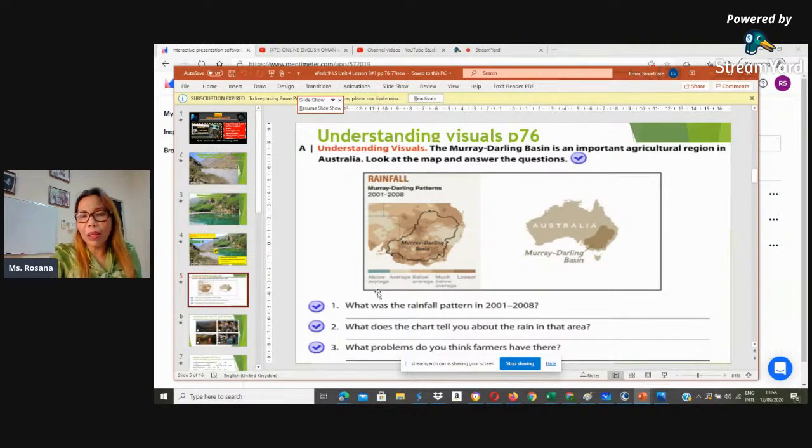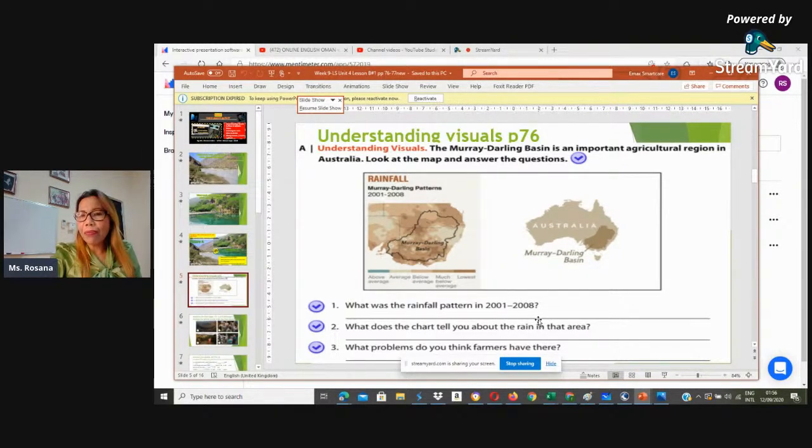So if you see color blue, it means that the rain is above average. But if you see the light brown, like here, it's average. And the darker brown is below average. And once the color becomes darker, then it becomes lowest rain or lowest amount of rain which the region receives. All right.